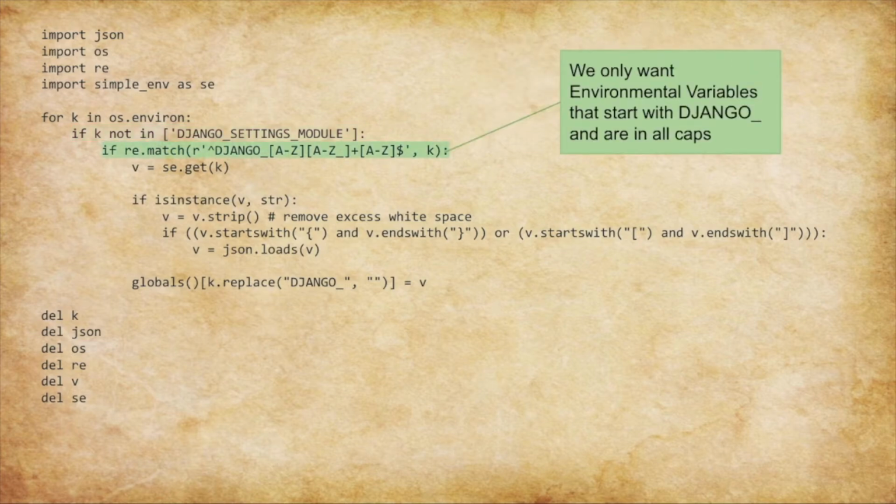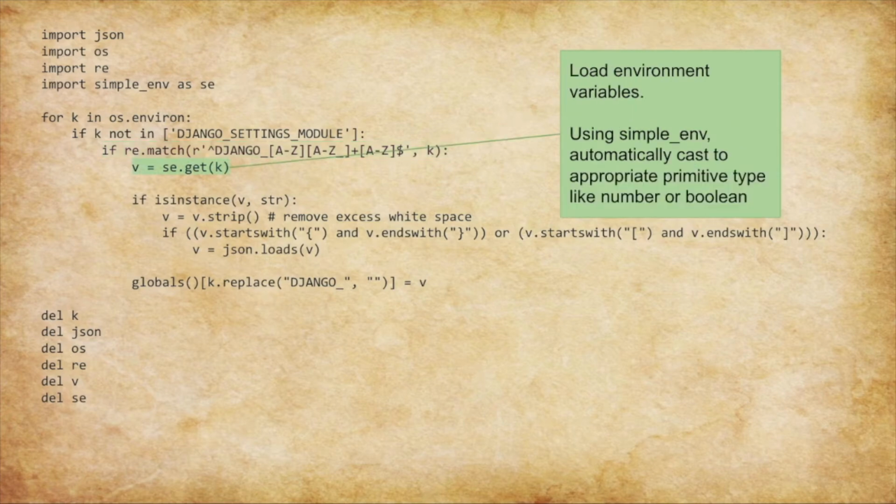We only want variables that start with DJANGO and are all caps. So on this line, we create a regular expression and test for that. We want to make sure that we are not accidentally touching any environmental variables that are used by other applications.